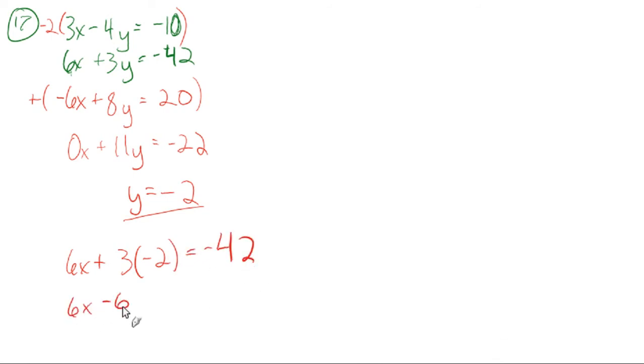6x minus 6 equals -42. 6x equals -42 plus 6, which is going to be -36. And x will be -6, dividing by 6 on both sides. So the solution is -6, -2.